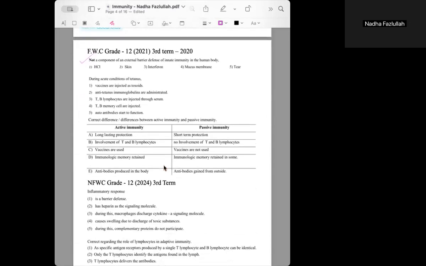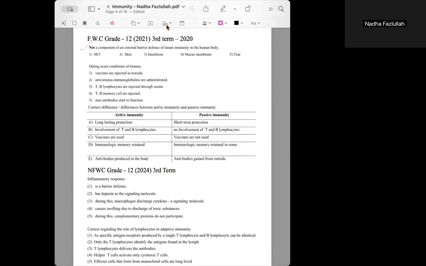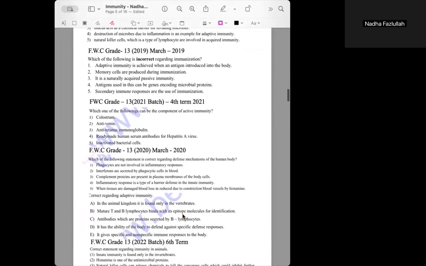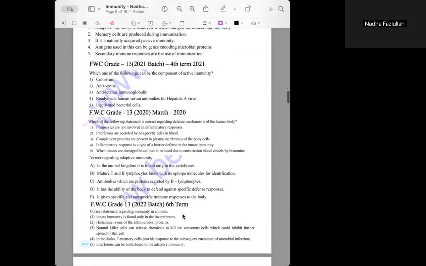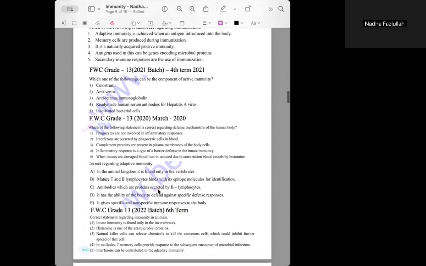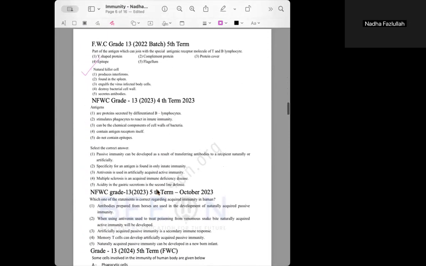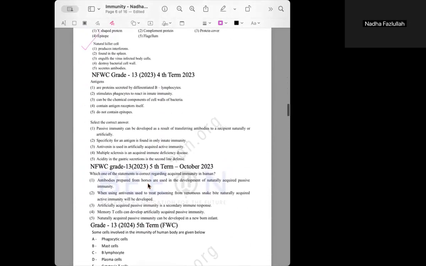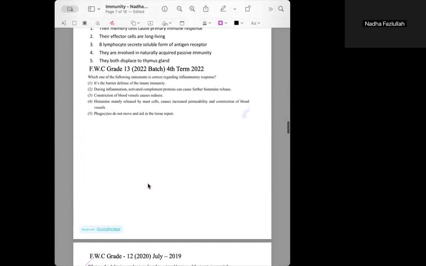Then move on to the FWC. In this page, you can do only the first question. The first MCQ, I hope you all are marking it. Then in the second page also, you can do the first question in the second page, and this question, the 2020 March question. Then again in the fifth term, the other page, fifth term 2022, the second question, second MCQ about natural killer cell. Then you don't have anything in that page. Then the other page, you don't have anything.